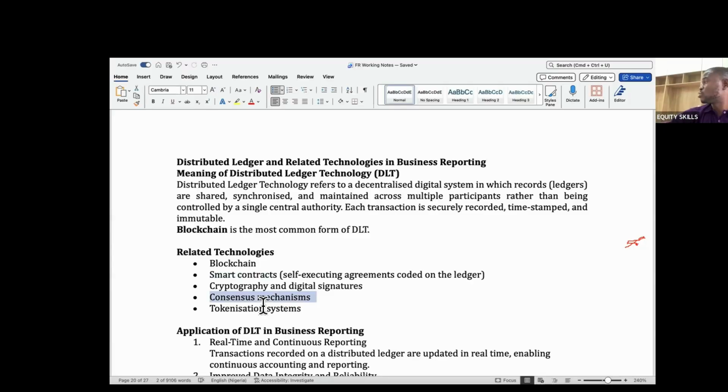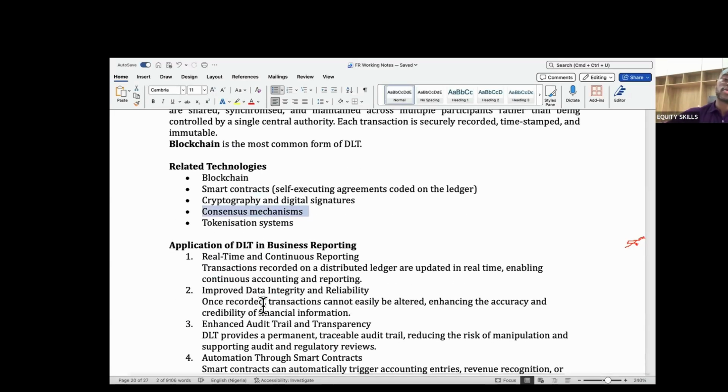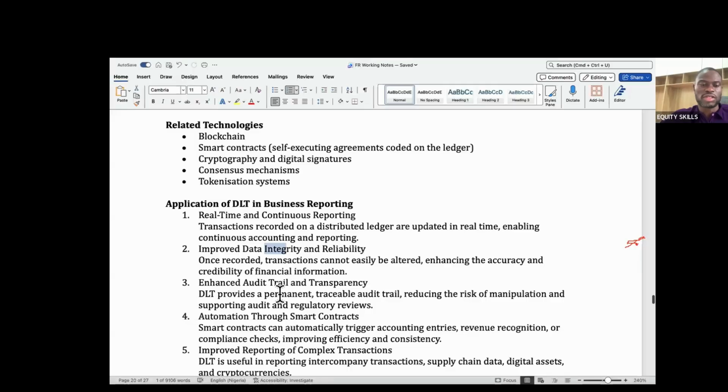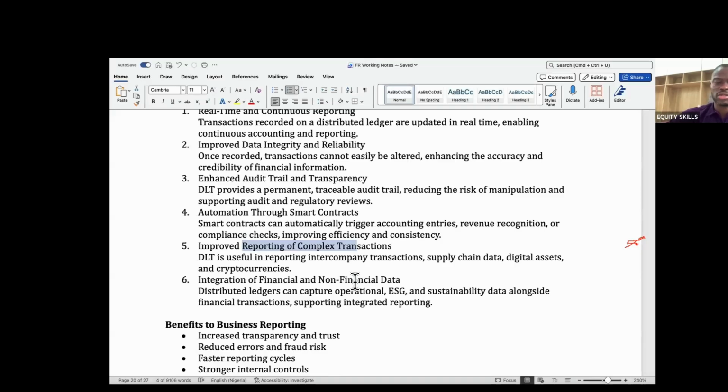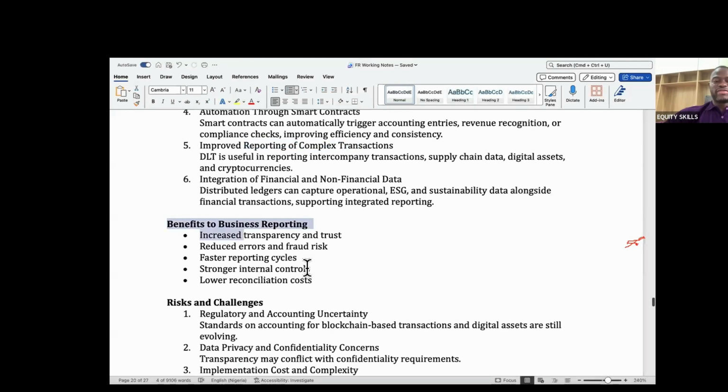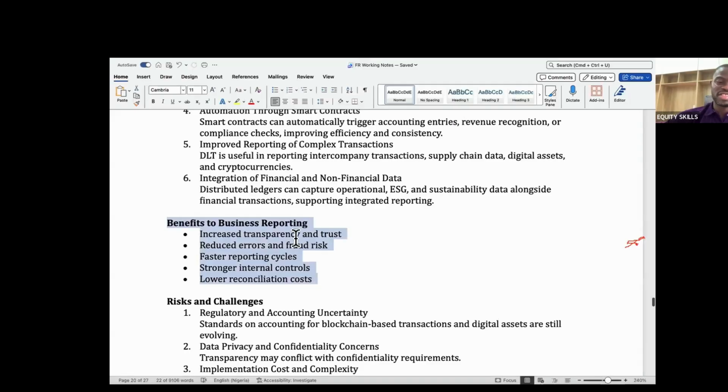And when it comes to blockchain, we are really talking about how it ensures, blockchain or distributed ledger technology, enhances real-time reporting, improves data integrity and reliability. There's audit trail and transparency. There's automation through smart contracts. It improves reporting of complex transactions, integrates financial and non-financial. And I put in some benefits to business reporting and also the risks involved.